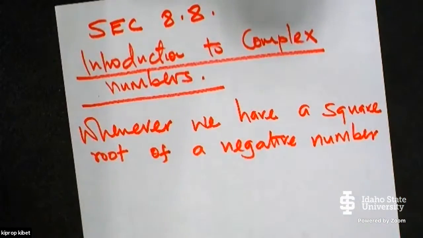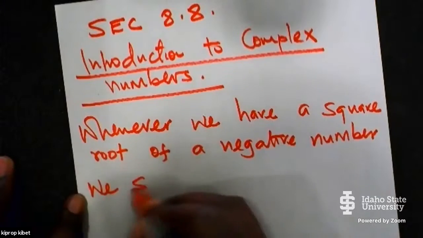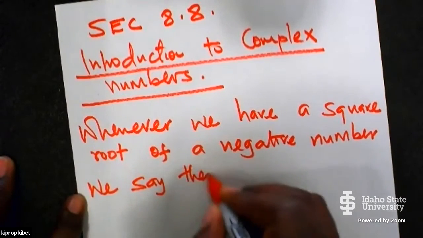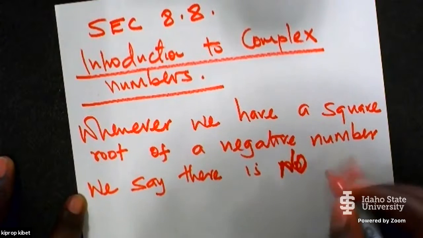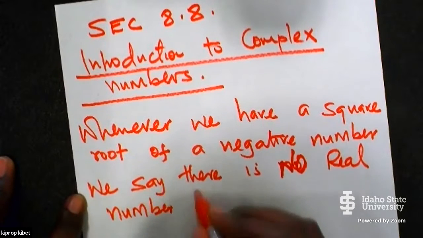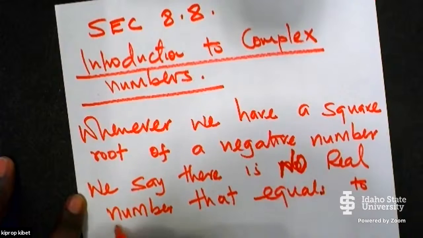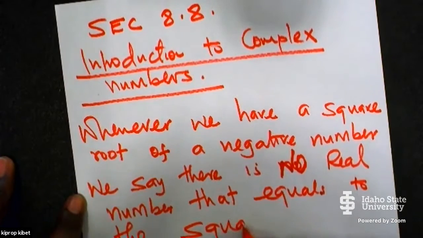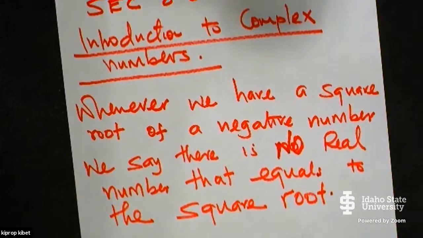Whenever we have a square root of a negative number, we say there is no real number that equals the square root.